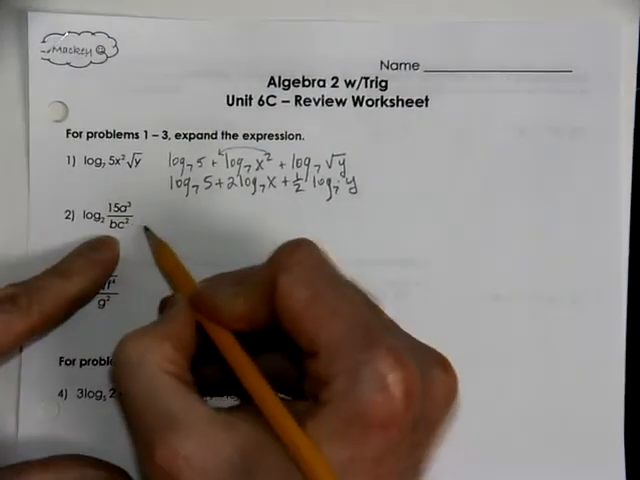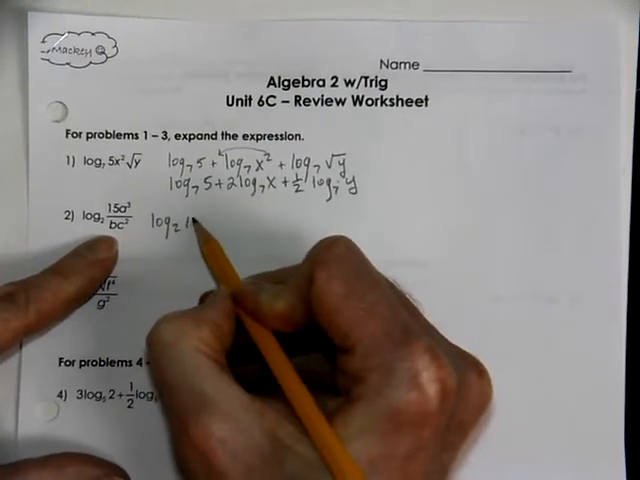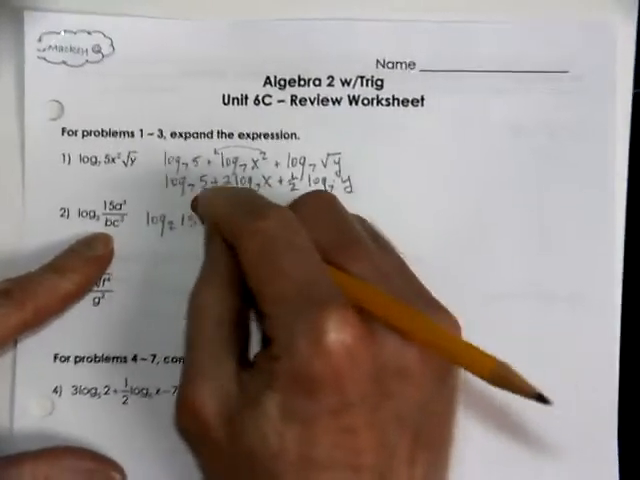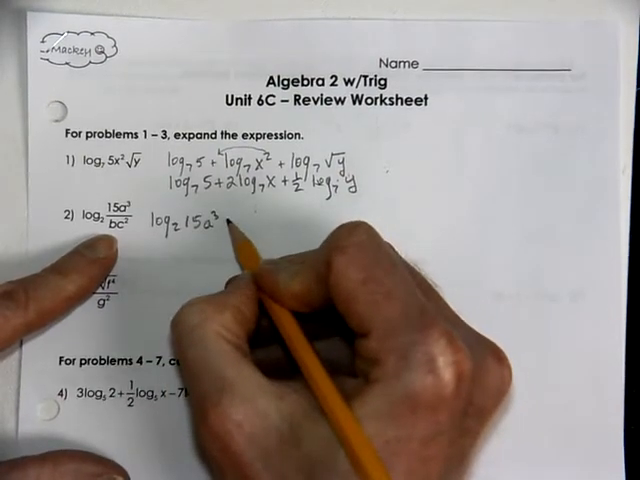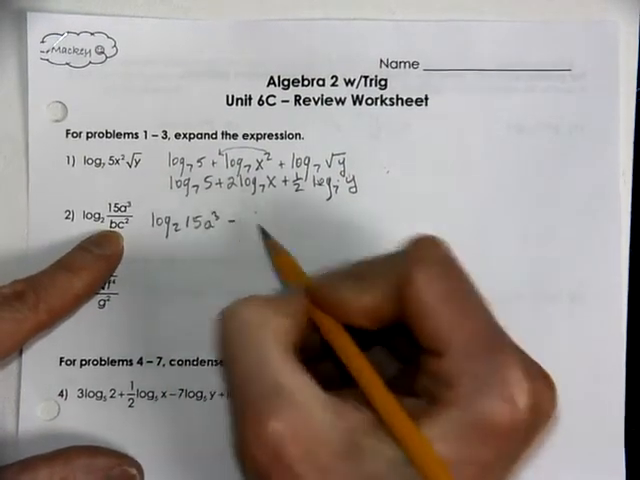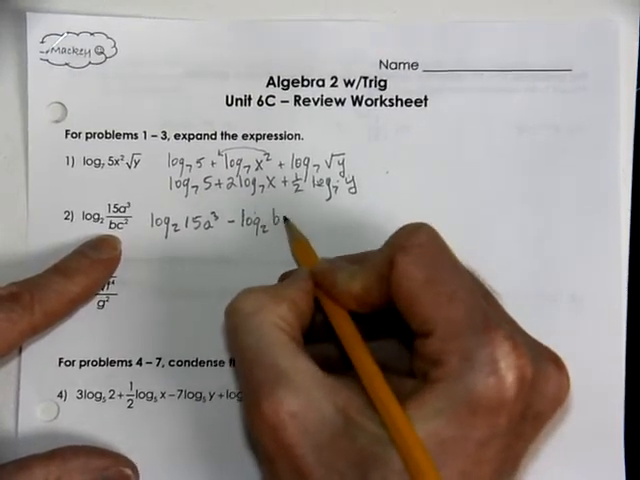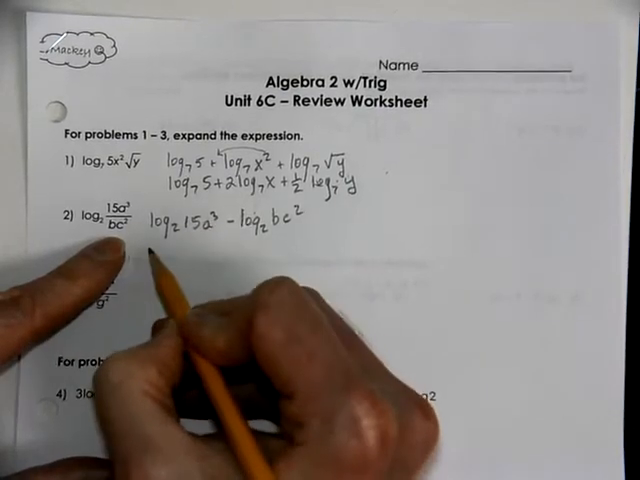Here, when you have a subtraction, let's do it in different steps here. So a cubed, subtraction is going to be minus log base 2 of bc squared. Now we have multiplication.